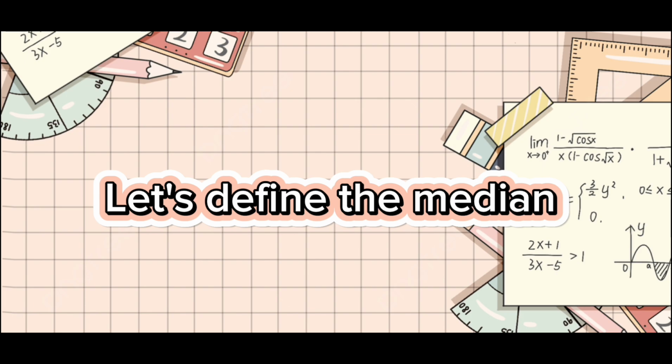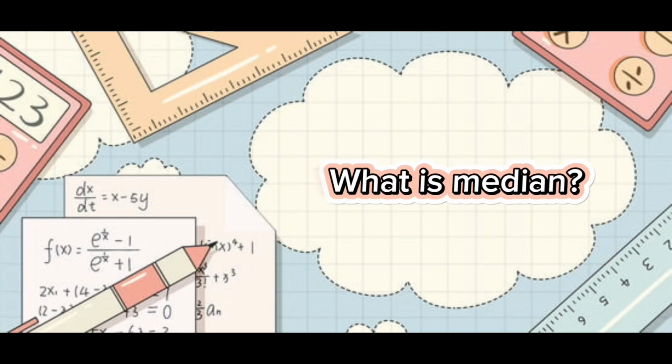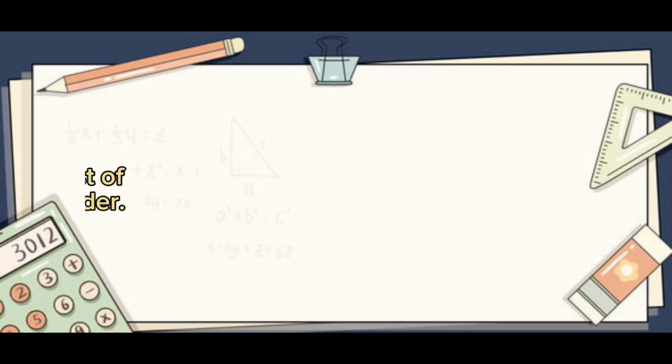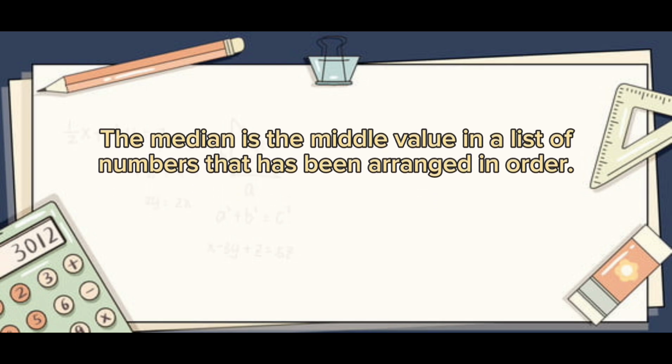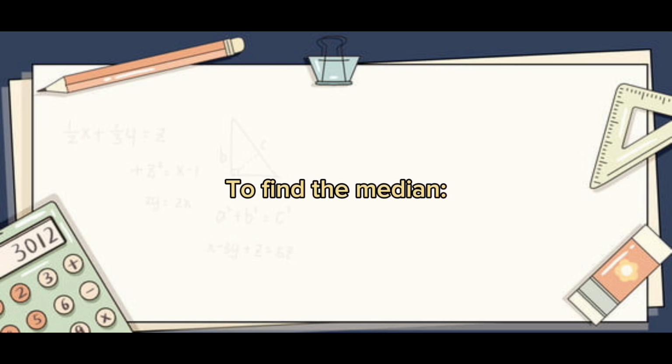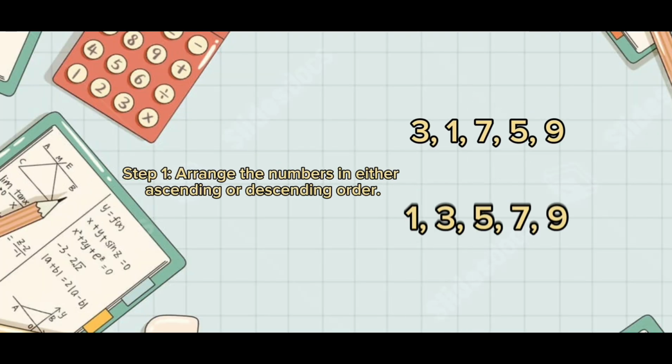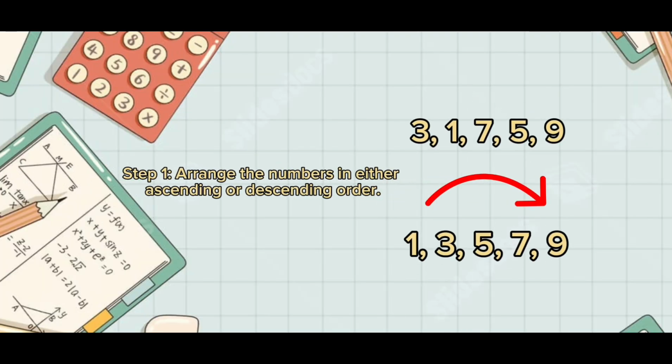So let's define the median. What is the median? The median is the middle value in a list of numbers that has been arranged in order. To find the median, the first step is to arrange the numbers in either ascending or descending order. This is ascending order.